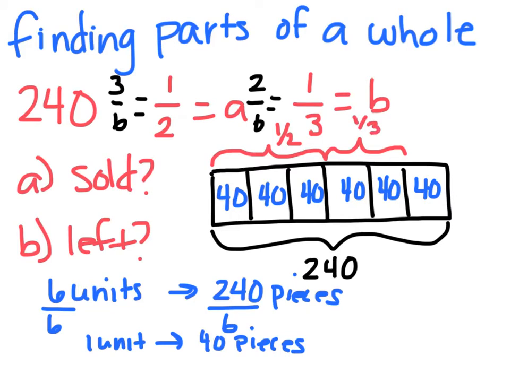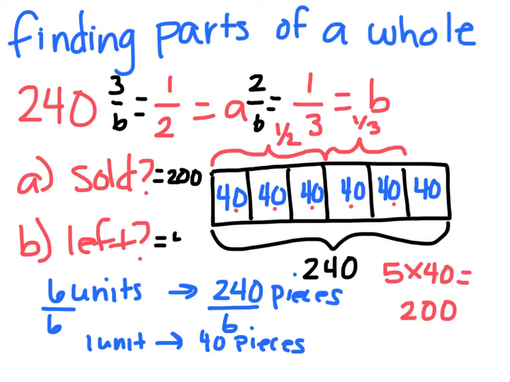So our vendor sold 1, 2, 3, 4, 5/6 of the fruit, or 5 times 40, which equals 200. So question A, how many pieces of fruit did the vendor sell? The answer is 200. Question B, how many pieces of fruit does the vendor have left? The answer is 40. Now let's solve this using a different method.